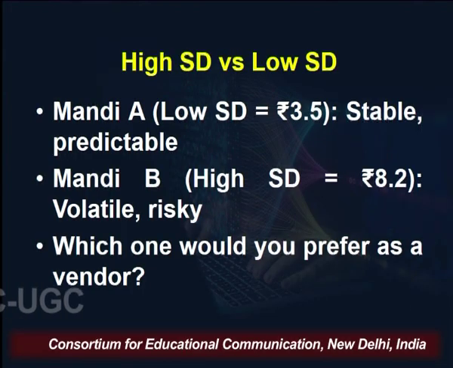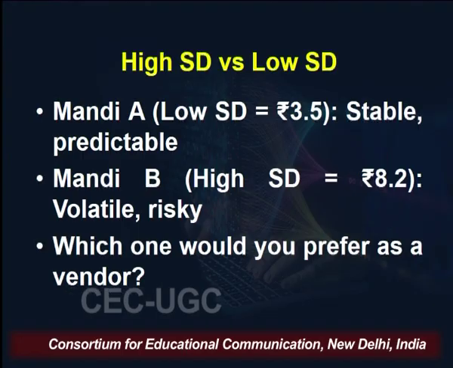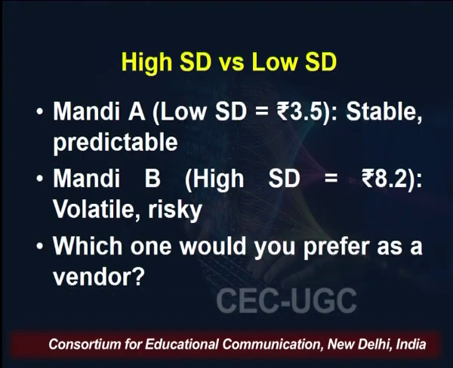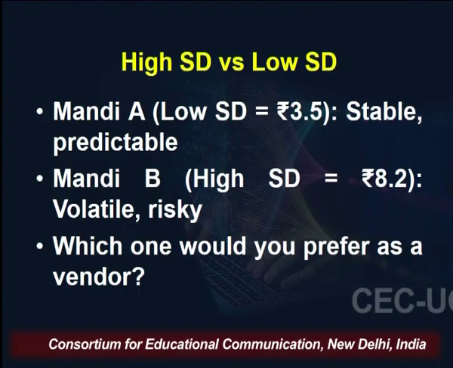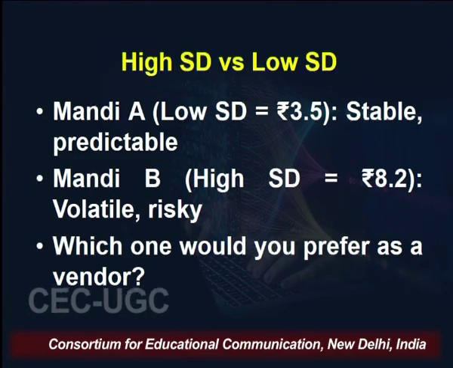Whereas for mandi B, the prices vary wildly. It's much more volatile, as shown both by the standard deviation and interquartile range. So mandi A has a low standard deviation and low interquartile range. It tells you the mandi is stable and much more predictable. Compare it with mandi B, with its high standard deviation of rupees 8.2, much more volatile and risky.